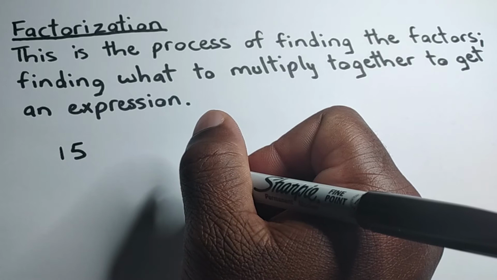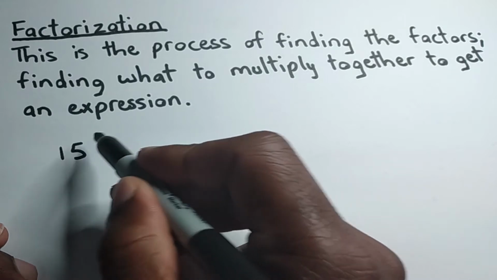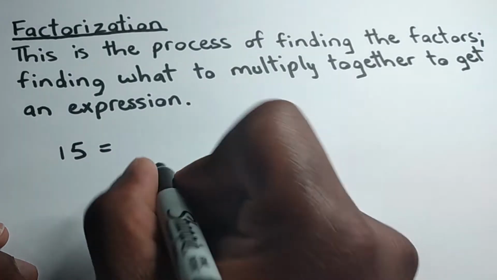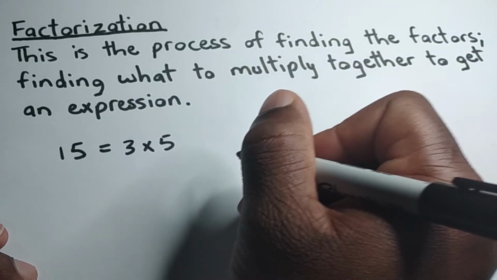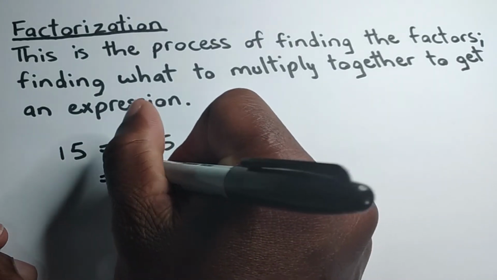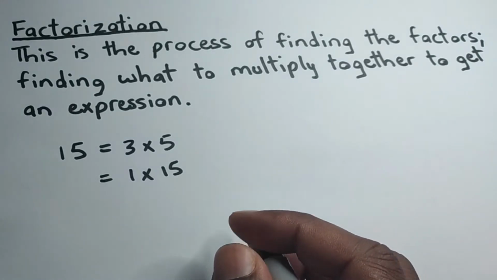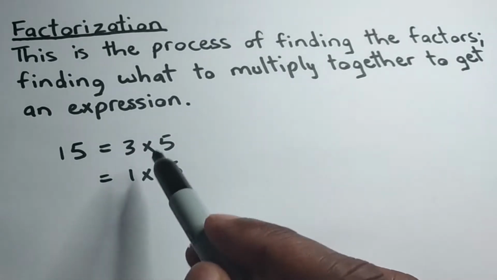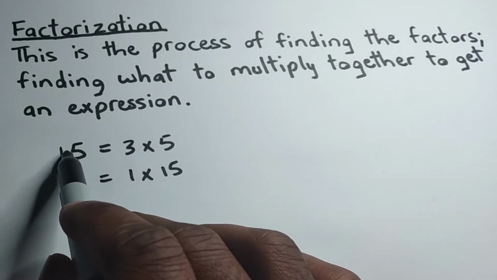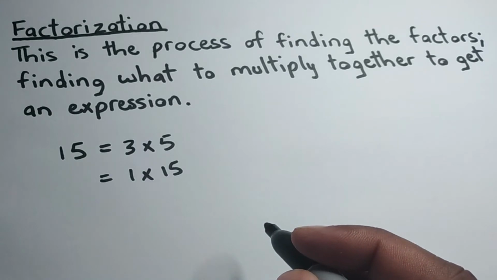Now, we can find the factors of 15 by simply finding what we can multiply to obtain this number right here. So we know that we can multiply, I believe, 3 times 5. That gives us 15. We can also multiply 1 times 15, and that also gives us 15. So these are all the factors of 15. By doing that, we would have obtained all the possible numbers that can go into this 15 right here without leaving a remainder. So that's what factorization is all about in the basic sense. So that's a number.